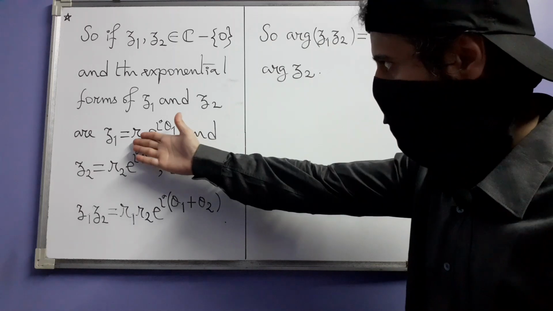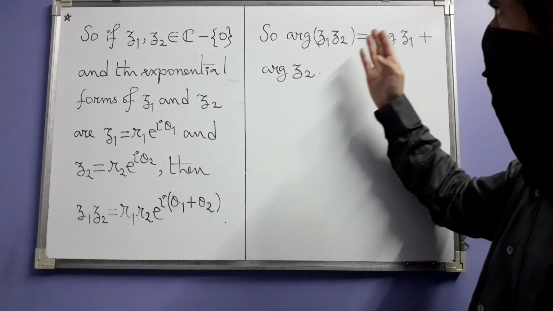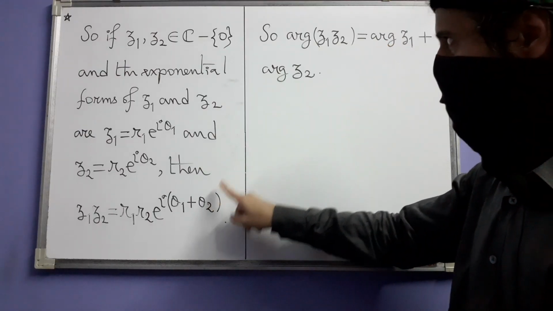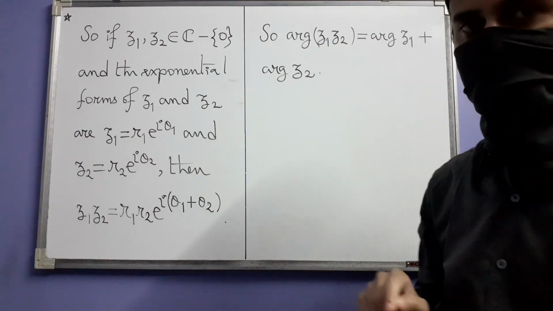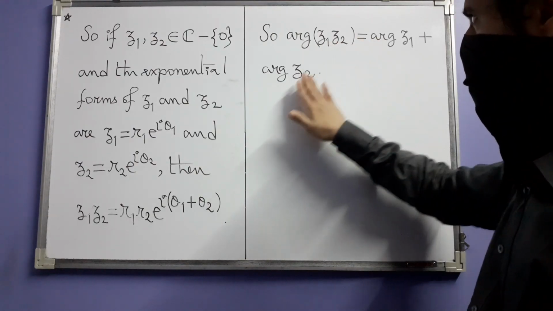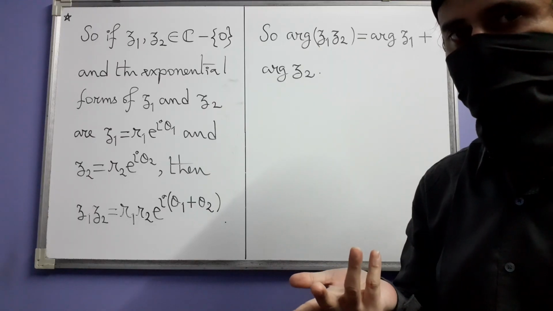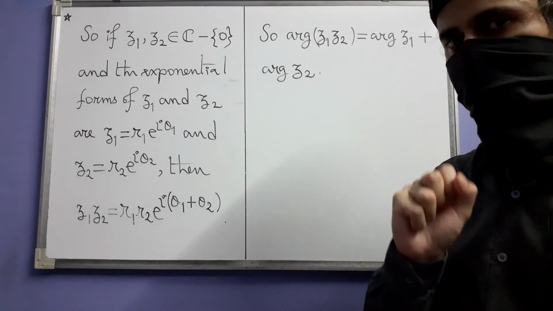Theta 1 is an argument of z1, theta 2 is an argument of z2. So this is an element in this set, this one is an element in this set, and their sum is an element in this set. You have to properly interpret this equation. These are not single numbers, as you already know. They are sets of numbers. So then what should be the interpretation?